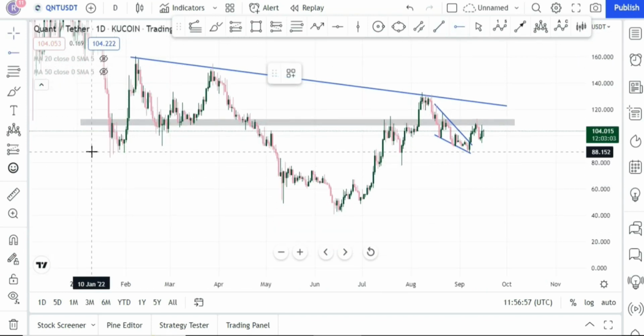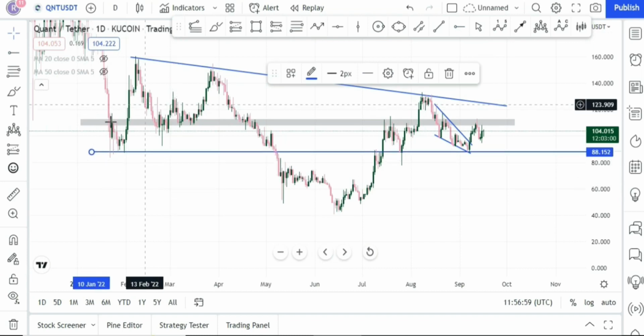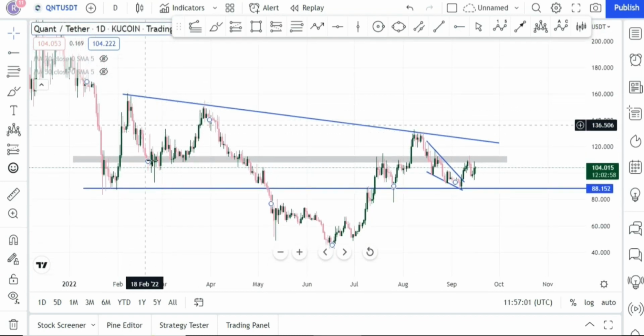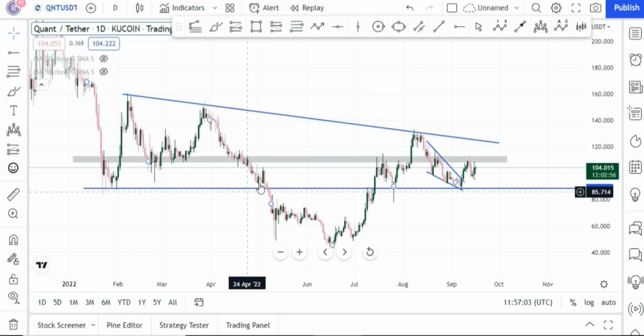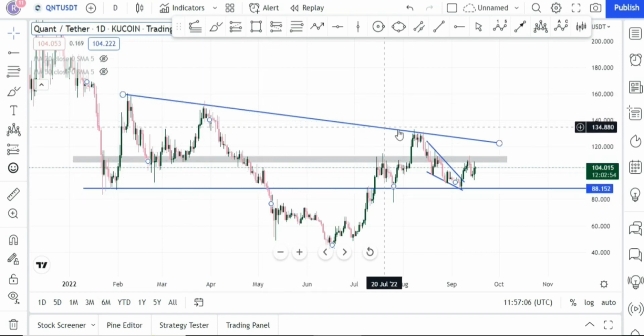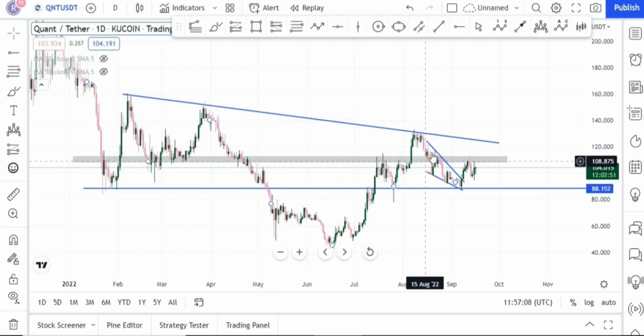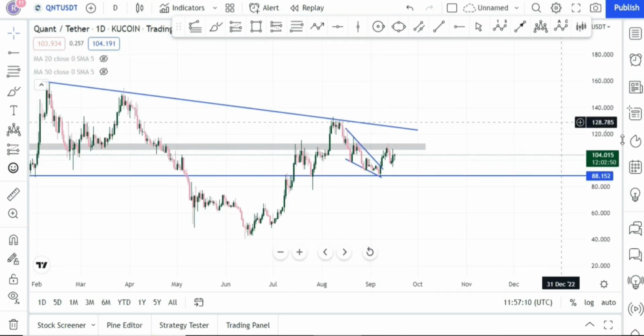Right here, I talked about this resistance in the last video. The $88 mark is another line of support that we have. So we have got this support here, resistance here, and then this downward sloping resistance right here. So with that being said, let's quickly get into the bullish scenarios, right, that we have.